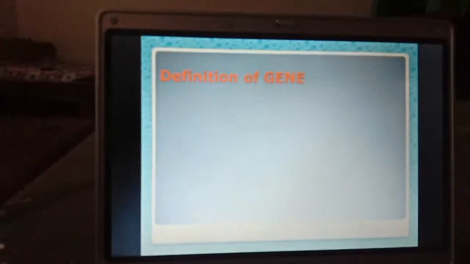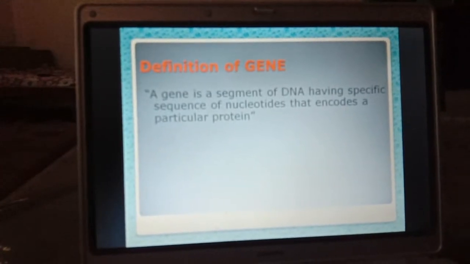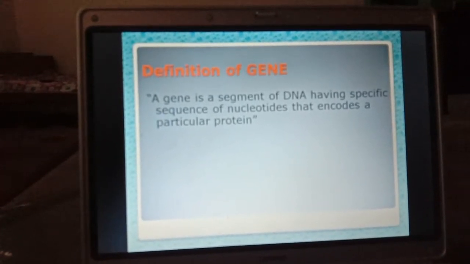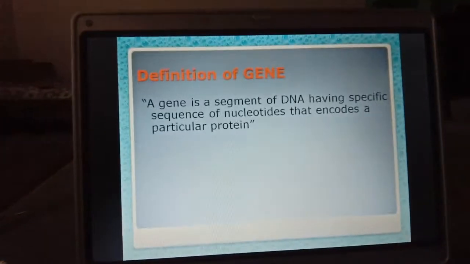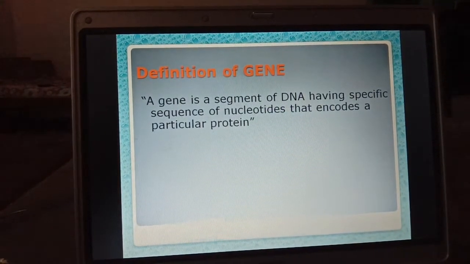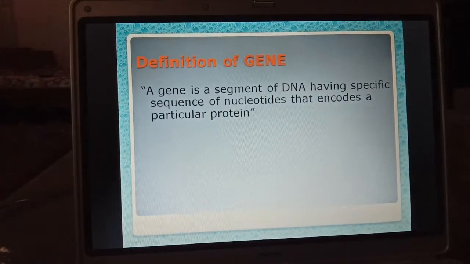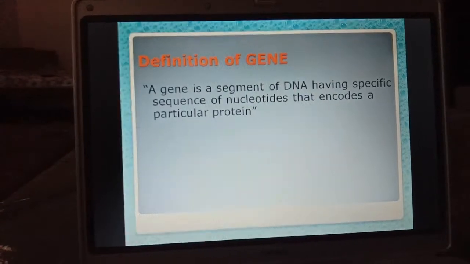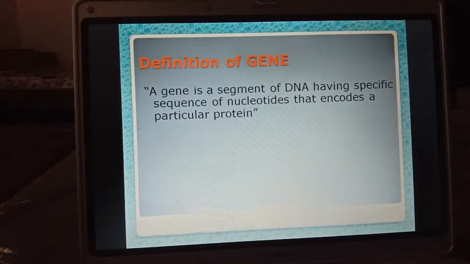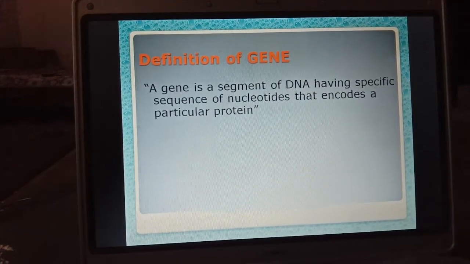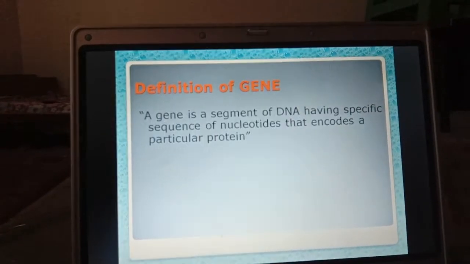Definition of gene. So this is important. You can also note it down in your copies. A gene is a segment of DNA having a specific sequence of nucleotides that encodes a particular protein. Again, I'll read: a gene is a segment of DNA having a specific sequence of nucleotides that encodes a particular protein.